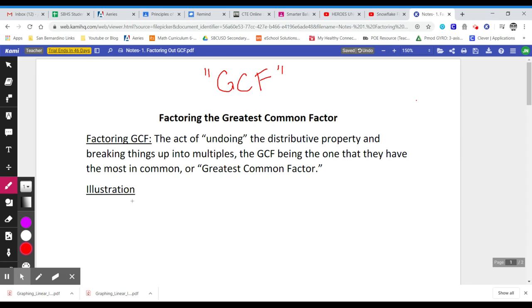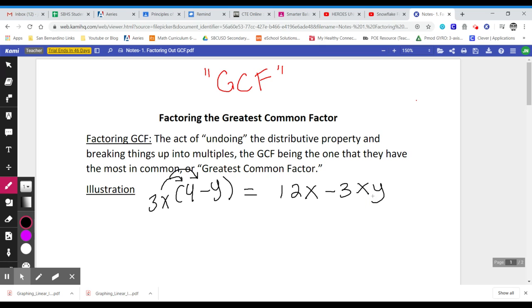So let me illustrate that for you guys here. For example, let's say we want to multiply 3x times 4 minus y. Normally you would multiply this with the distributive property, and that would give you 12x minus 3xy. So that's a 4, by the way. Sorry, my ugly writing is bad with this stylus. But anyways, the idea is that if you do it this way, it is called the distributive property.